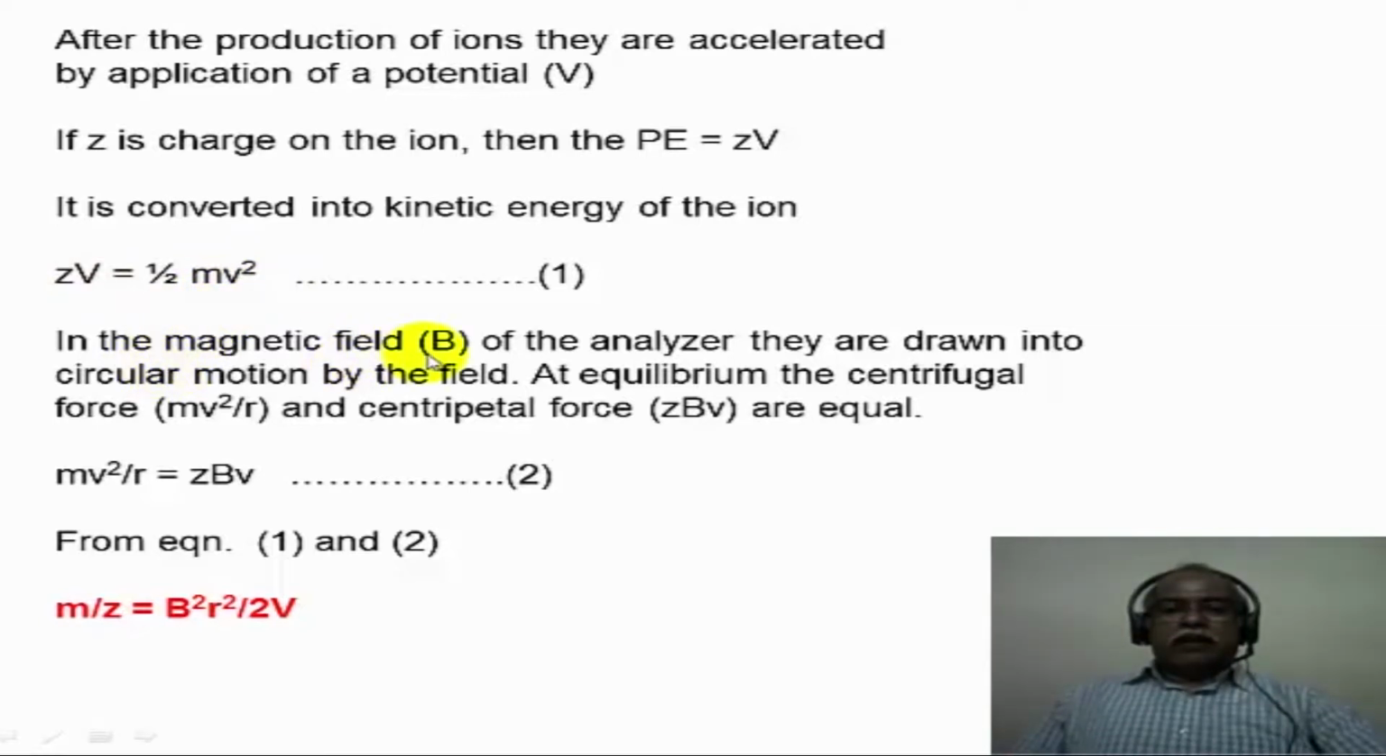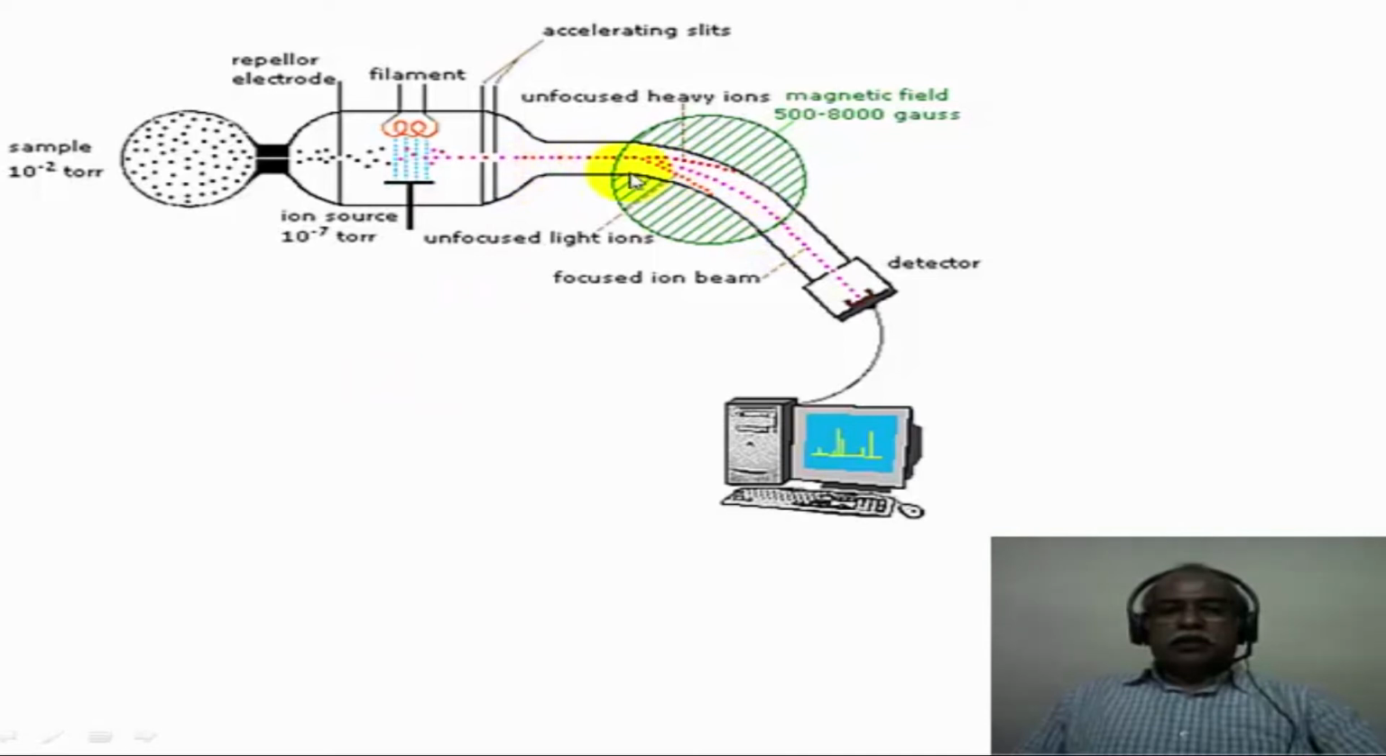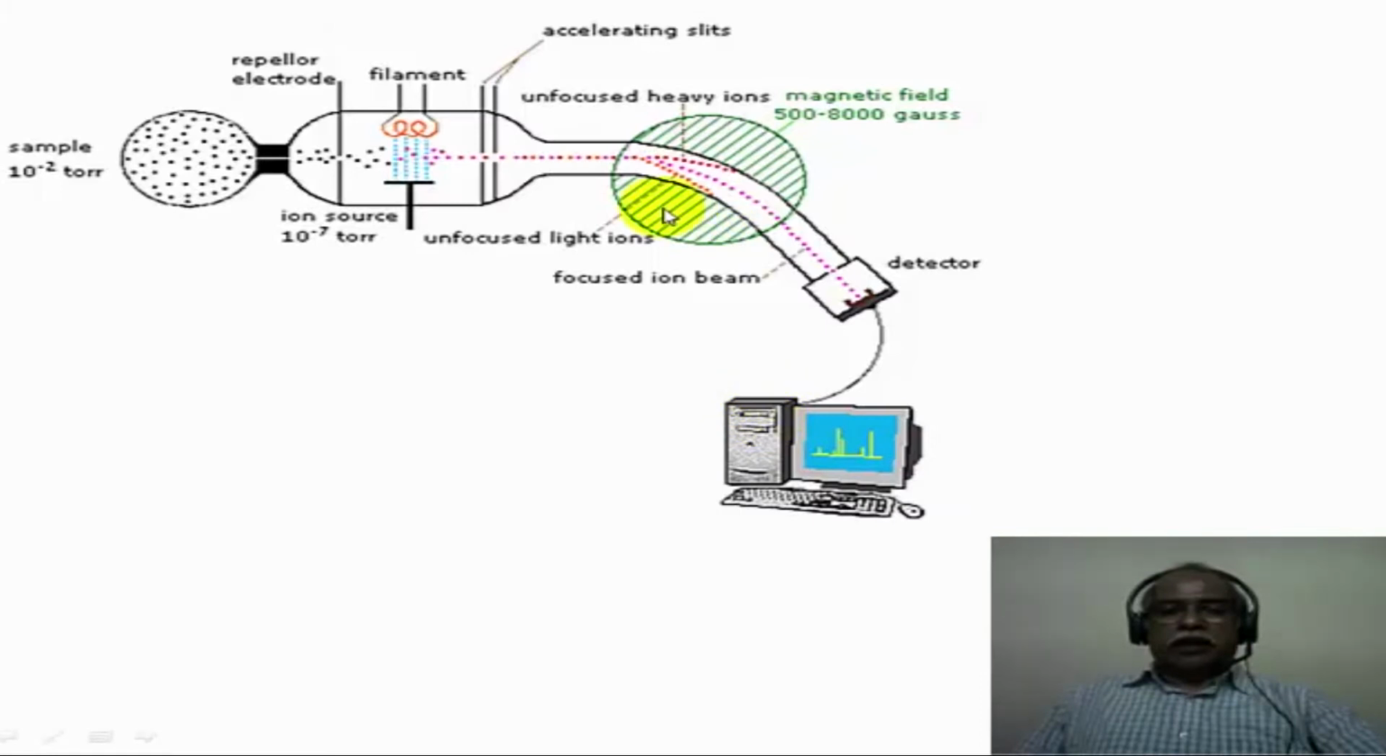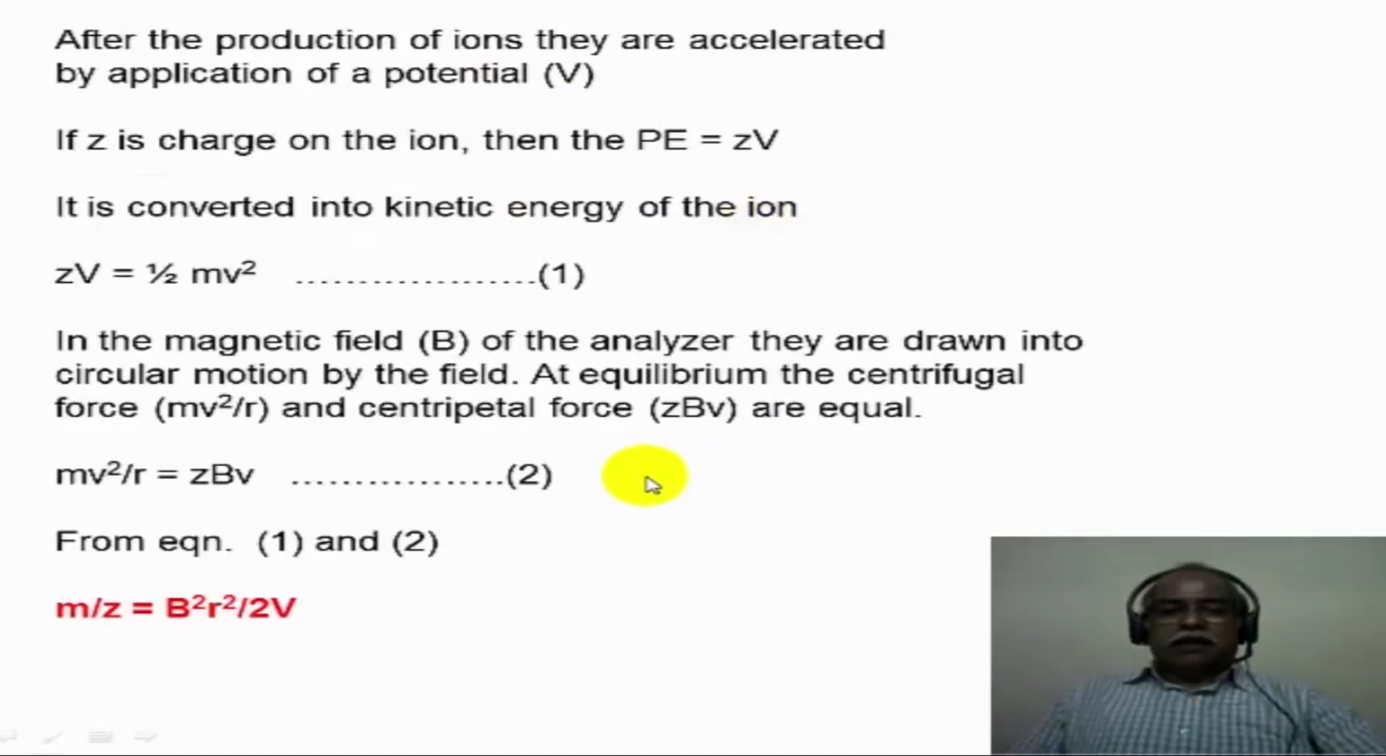In the magnetic field analyzer, they are drawn into a circular motion by the field. This is what I refer to as having a curvature in terms of the motion of the ions in a magnetic sector. The curvature radius depends on the mass to charge ratio of the ion. At equilibrium, the centrifugal force and the centripetal force acting on this particular ion are equal. In other words, when it is passing through this circular pathway, the centripetal force and the centrifugal force have to be equal in order for the ion to survive and go through the radius of curvature of this analyzer, and that is what is represented here.